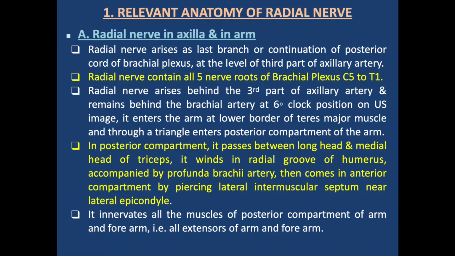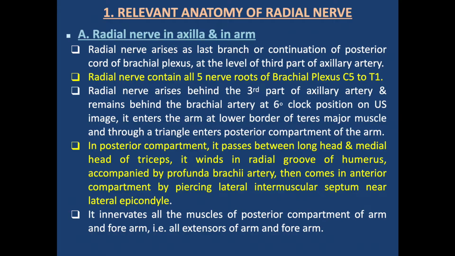Radial nerve arises behind the third part of the axillary artery and remains behind the brachial artery because the axillary artery continues as brachial artery. It stays at the same position, posterior to the axillary artery and then posterior to the brachial artery, and on ultrasound we can see it at a 6 o'clock position. Then it enters the arm at the lower border of teres major muscle and passes through a triangle and enters the posterior compartment of the arm.